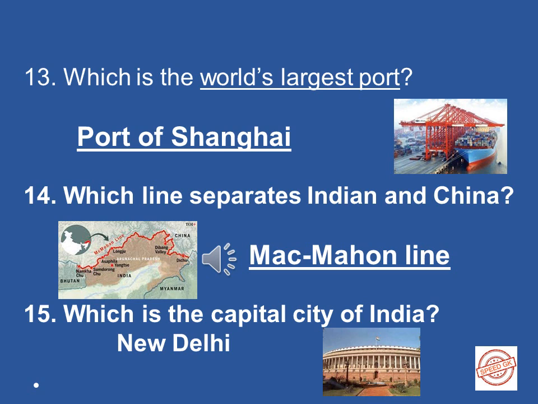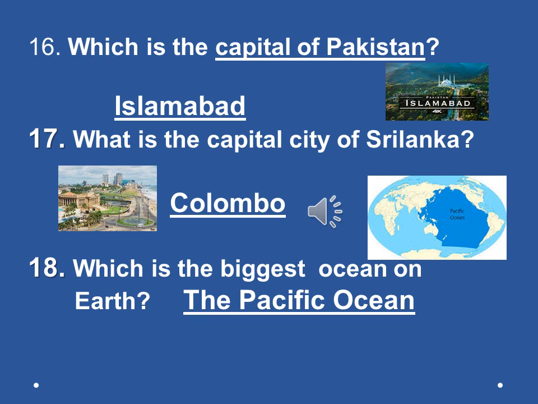Which line separates India and China? McMahon Line. Which is the capital city of India? New Delhi. Which is the capital of Pakistan? Islamabad. What is the capital city of Sri Lanka? Colombo.